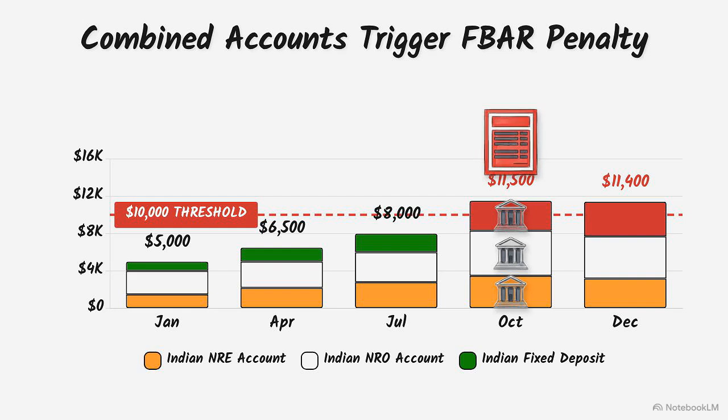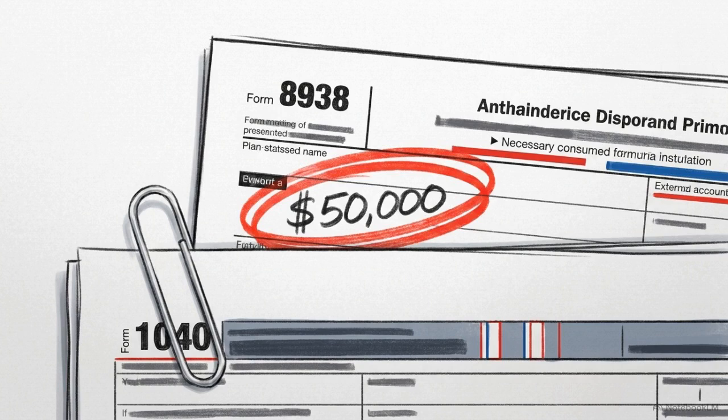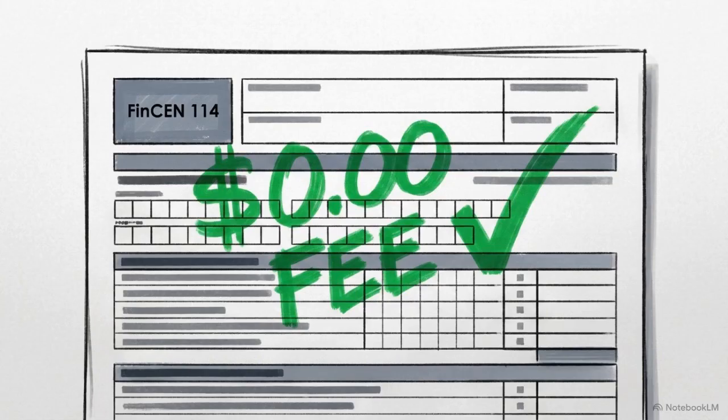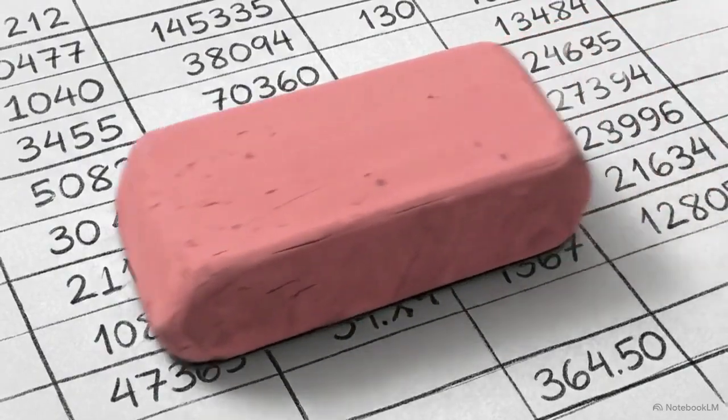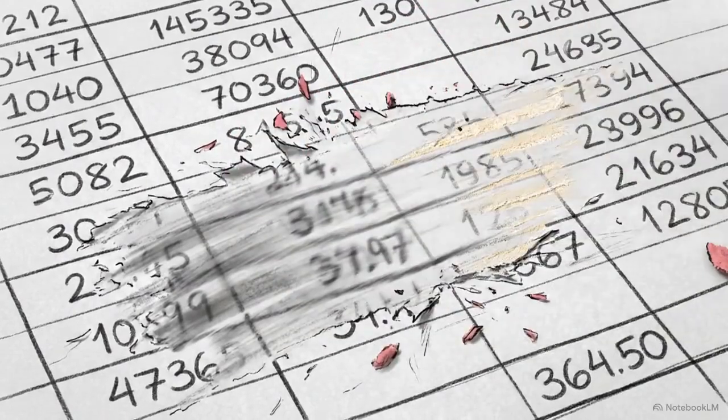A non-willful failure to file can cost you up to $10,000 per account for every single year you forget to submit the form. There is also a secondary threshold to watch. Under the Foreign Account Tax Compliance Act, or FATCA, if your foreign financial assets exceed $50,000, you must also attach Form 8938 to your tax return. The FBAR does not cost money to file, and it does not create a tax bill. It is purely an informational report. Skipping it is an unforced administrative error that can erase years of your savings.